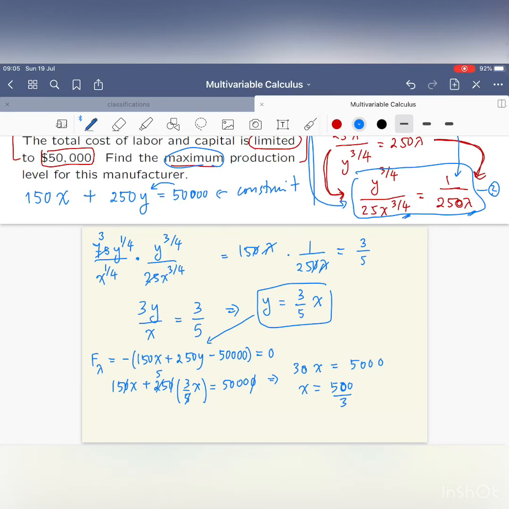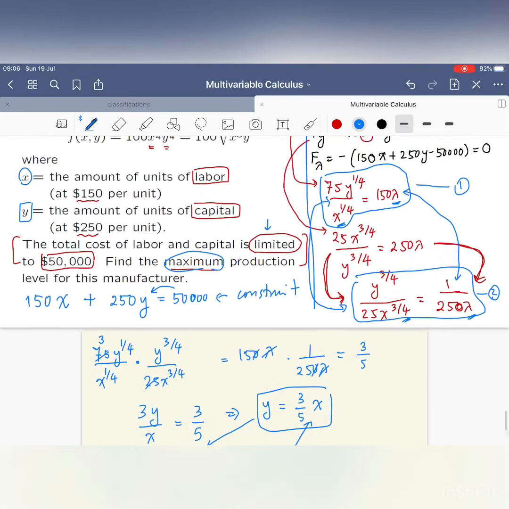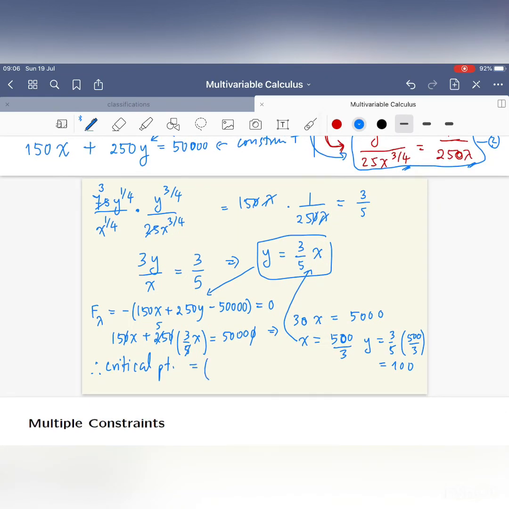So after that, you can figure your y. Then your y is 3 over 5 times 500 over 3, which is 100, is it? So it means that the critical point of your small f here, the production, is 500 over 3 and 100.